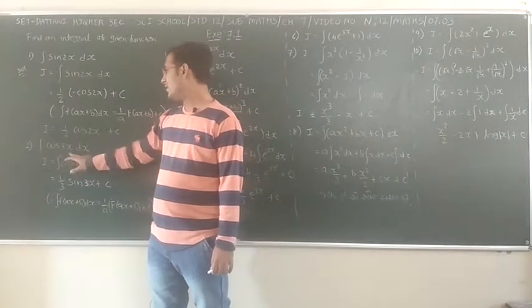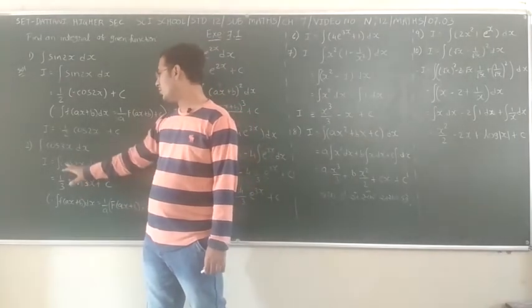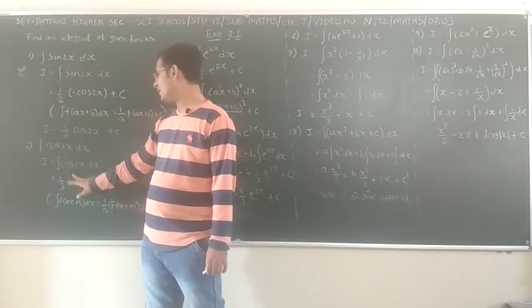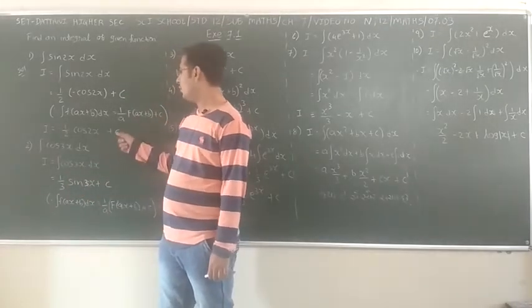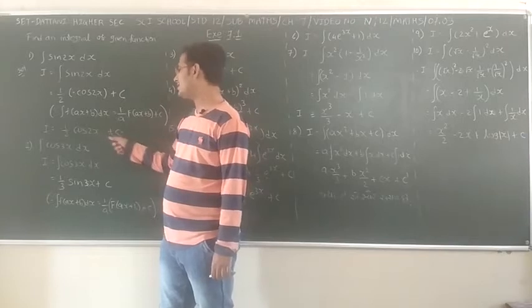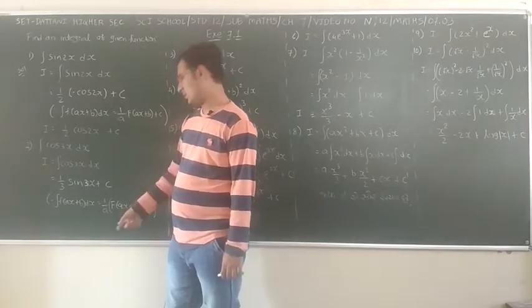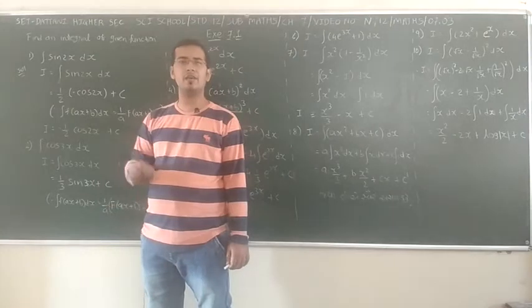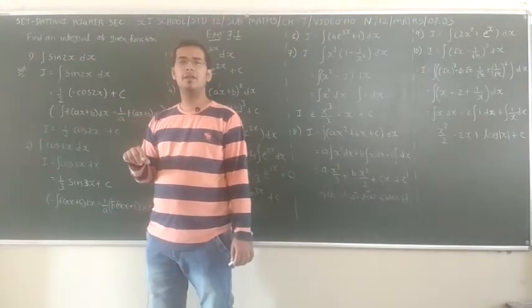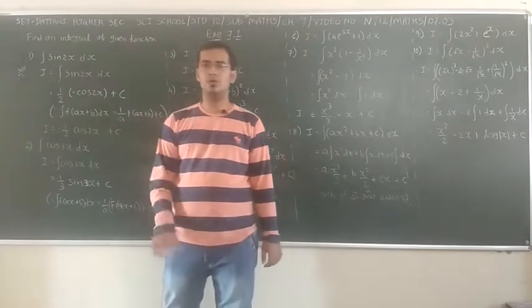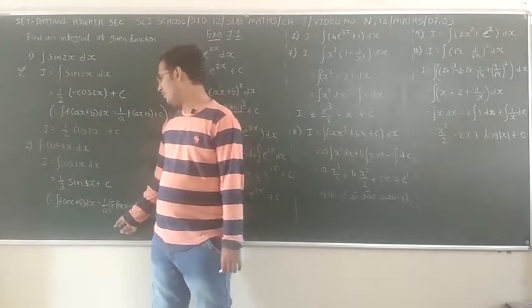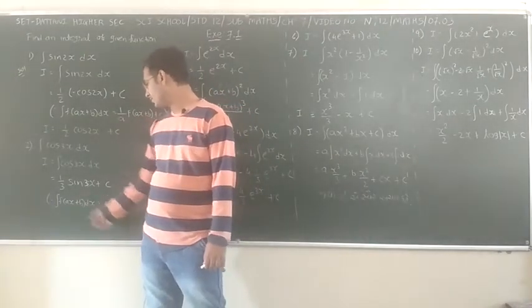Now the second one, integration of cos 3x dx. So 1 by 3 times the integral of cos, that is sin 3x plus c. Here you have to write where c is an arbitrary constant. Same in all sums, you have to write where c is an arbitrary constant. And whichever formula you use, you have to show it, so the moderator can easily check it.